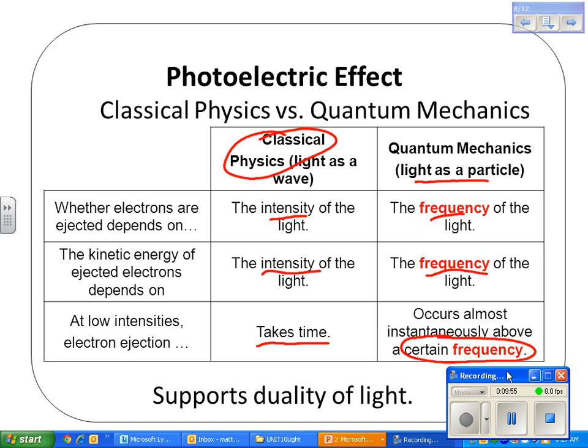Okay, the importance of this experimental data is that it, once again, supports the duality of light, because this supports light as a particle. Okay?